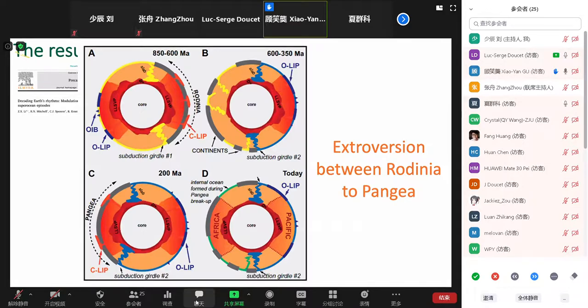Okay, Luc. Okay, no worries. Okay, Luc, I have a question. In some OIB from the Pacific domain, you can also see some enrichment signature, and it should be related to some subduction events. How can you discriminate such subduction from the subduction related to the building and breakup of the supercontinent?